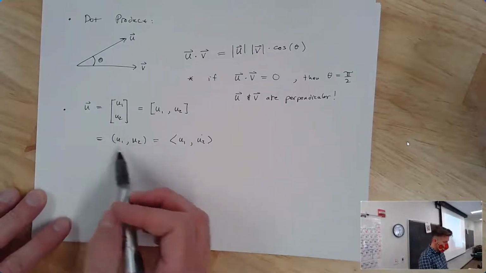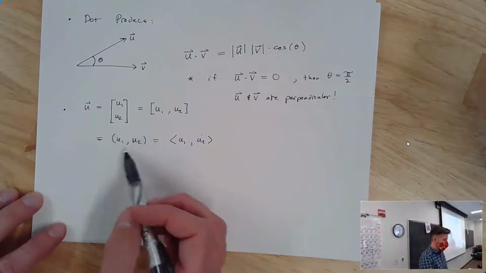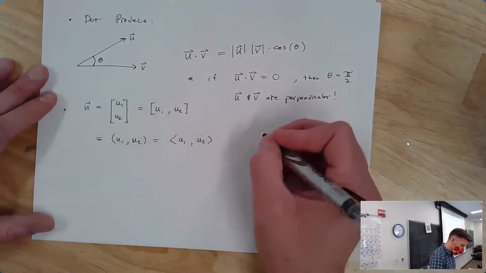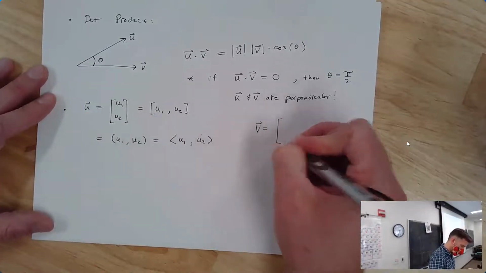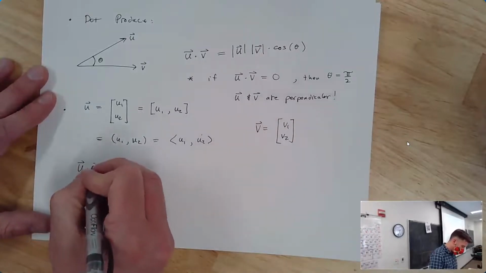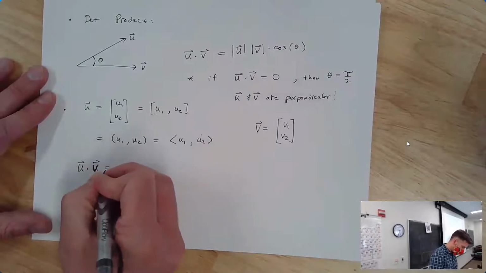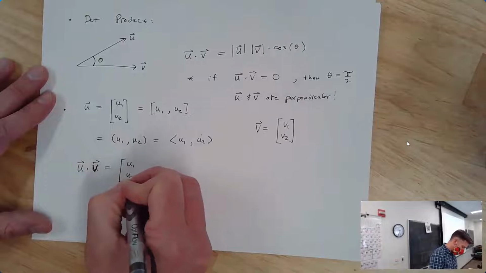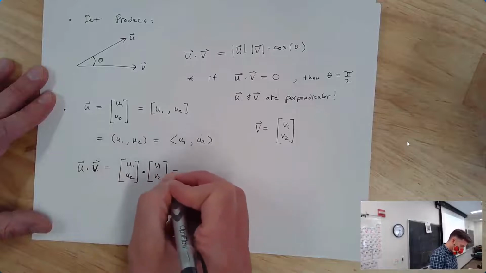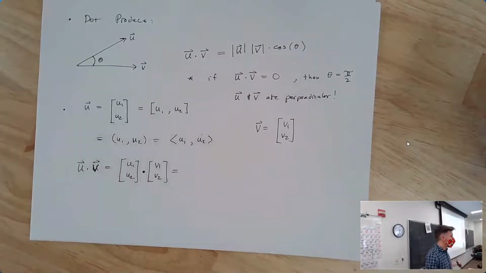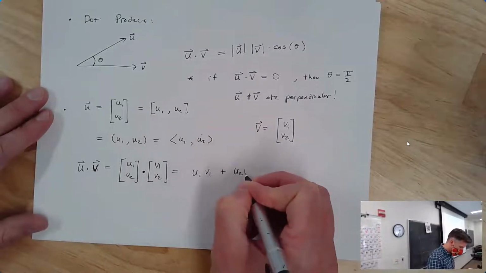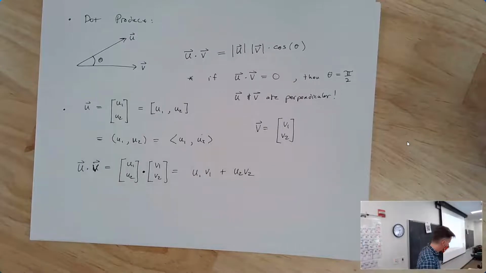This one's kind of the worst option in my opinion, because there are other things we use that notation for. So if I'm writing u like this, and v as the coordinates v1 and v2, then the dot product of u and v is going to be the dot product of the vector u1, u2, and the vector v1, v2. The dot product is really easy to calculate if you know the components of the vector. It's just the first components multiplied together, added to the second components multiplied together. That's it.